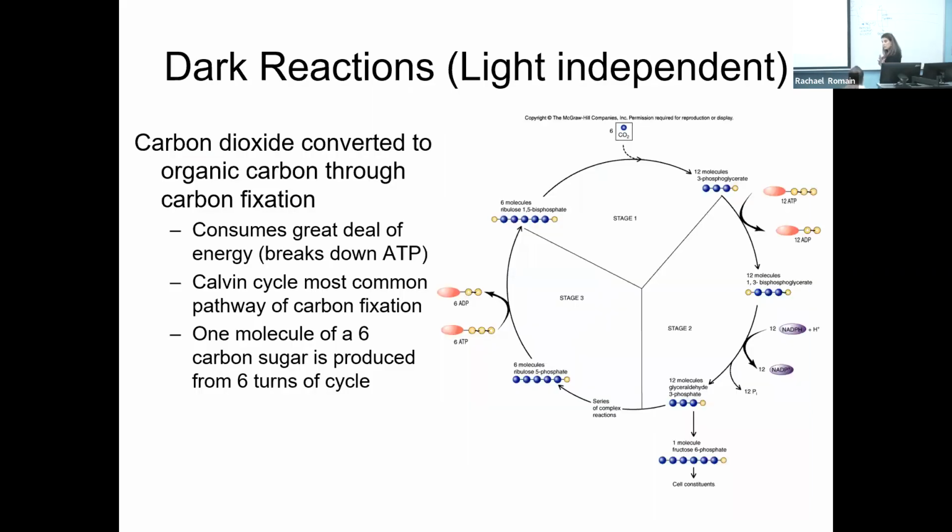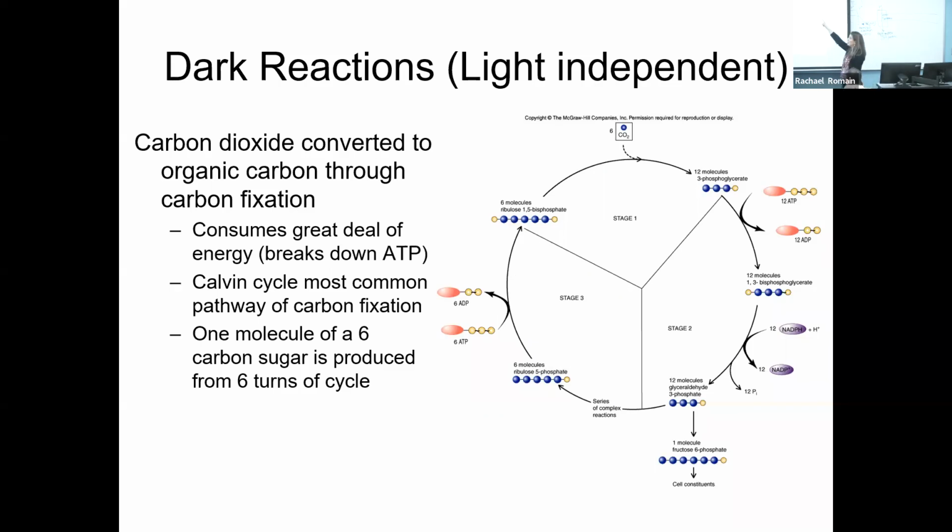The products from those first reactions go into the next one. The next set are called light independent. They're also called the dark reactions. You will also see this described as the Calvin cycle. Do you see how this is a cyclical pathway? Kind of looks like the TCA cycle, okay?